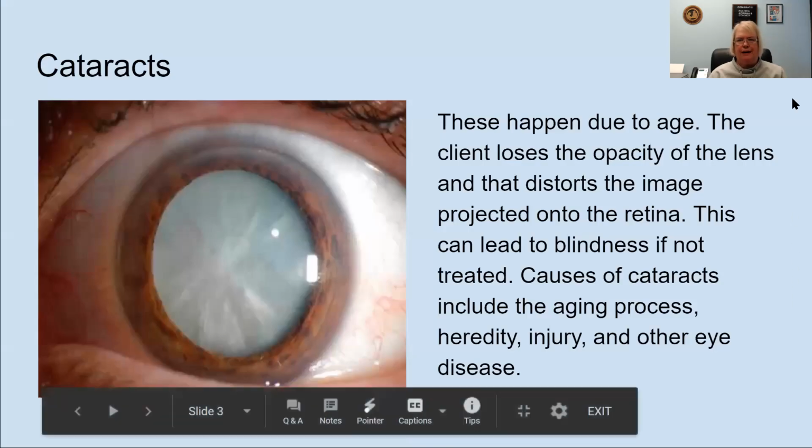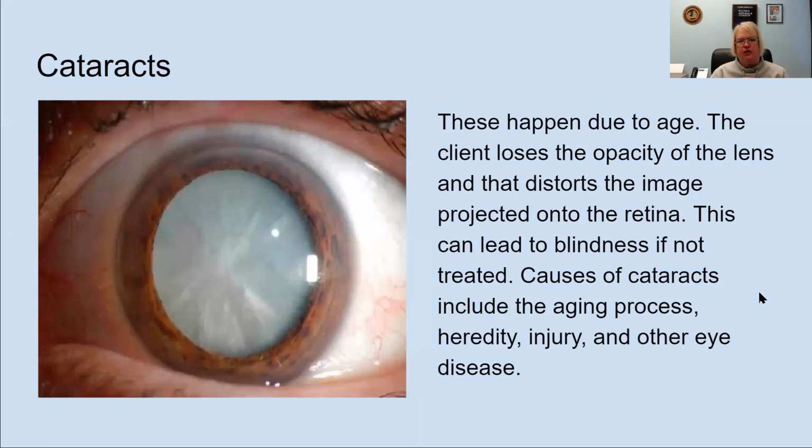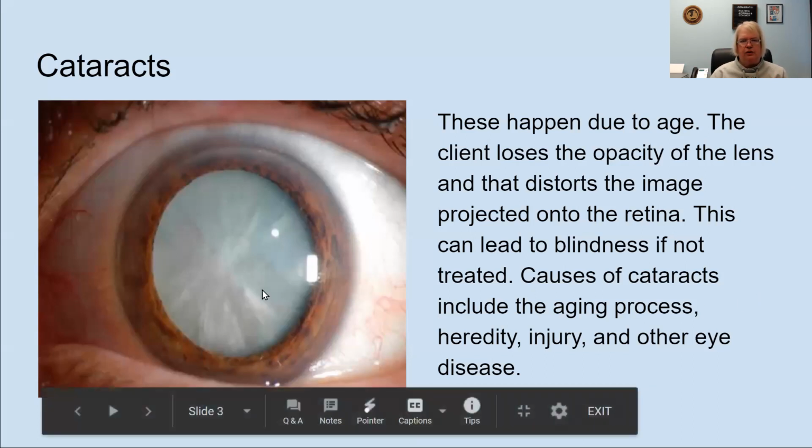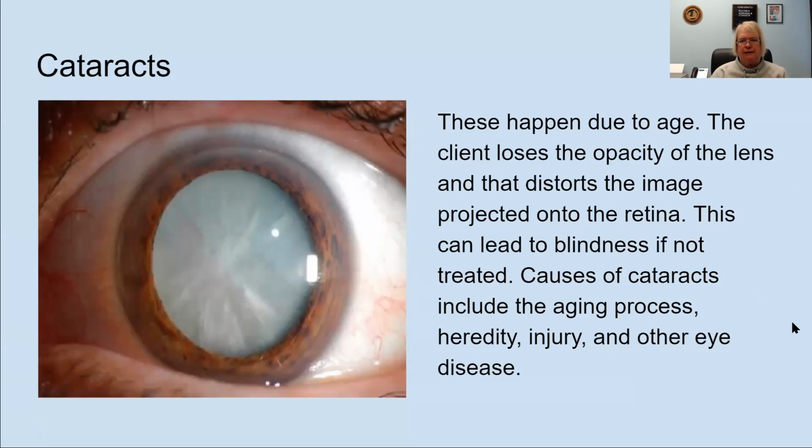So the first one we're going to talk about is cataracts. Cataracts happen because of age. They're an old age problem. The client loses the opacity of the lens, and that distorts the image that's projected on the retina. This can lead to blindness if it's not treated. The causes of cataracts include the aging process, hereditary, injury, or any other eye disease. And this picture here is a good example of a cataract. That person probably can't see hardly anything.